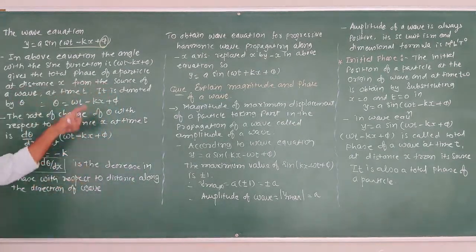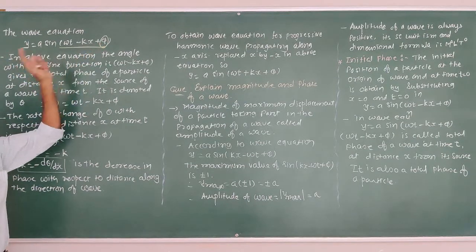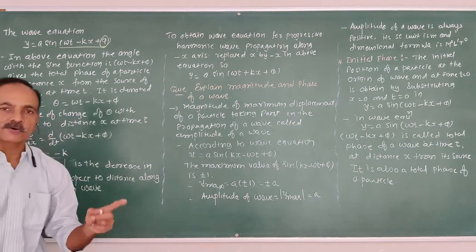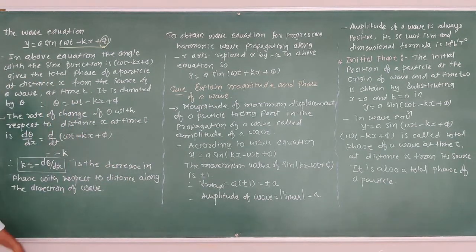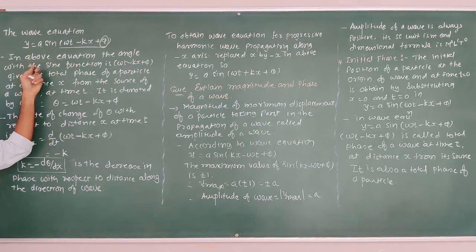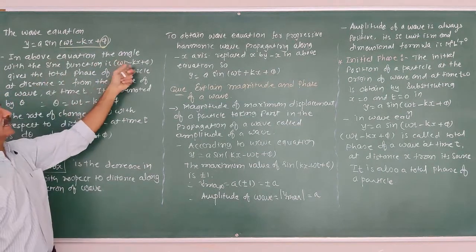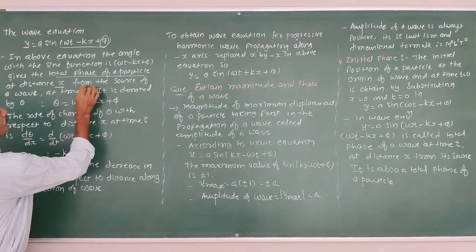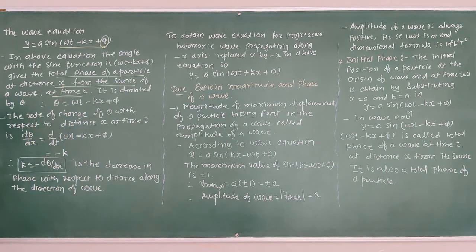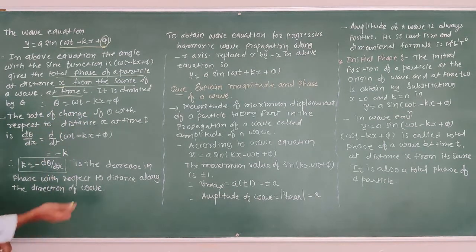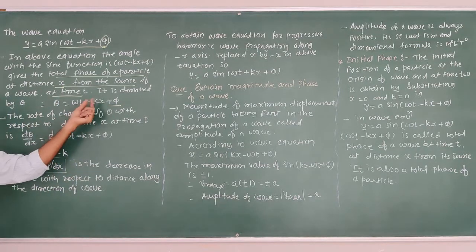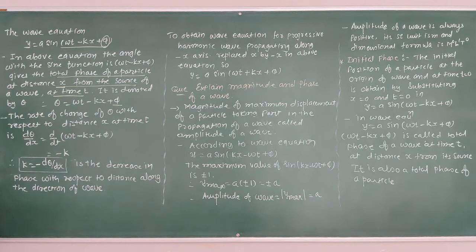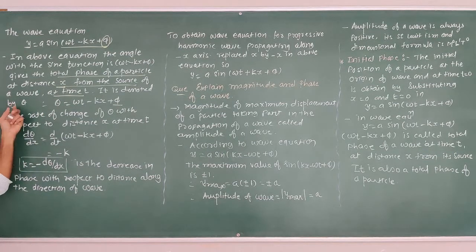That means the initial phase of a particle performing simple harmonic motion at x is equal to 0 and at time t is equal to 0. While in this equation, the angle with the sine function, omega t minus kx plus phi, gives the total phase of a particle at distance x from the source of a wave and at any time t. It is denoted by theta. Therefore, theta is equal to omega t minus kx plus phi, the initial phase plus this term. Addition of the initial phase and this term gives the total phase of a particle at distance x and at any time t.